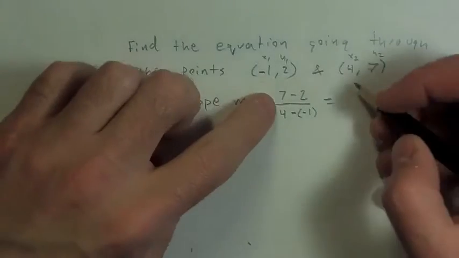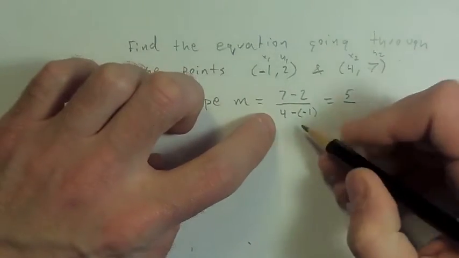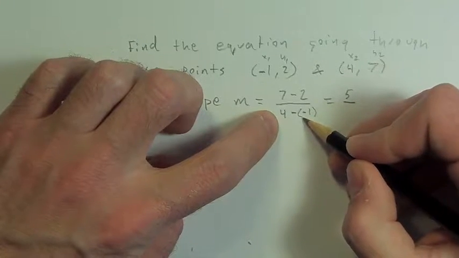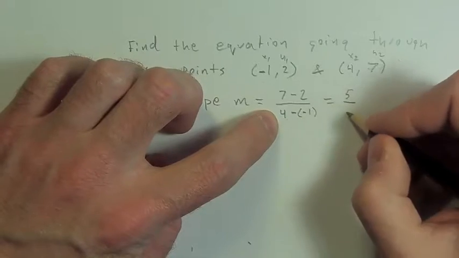So what we're going to end up with is a 5 over, here 4 minus a -1, that's 4 plus 1, which is 5.